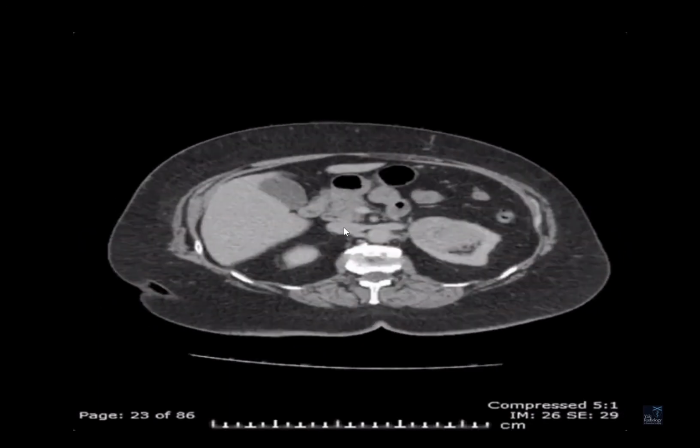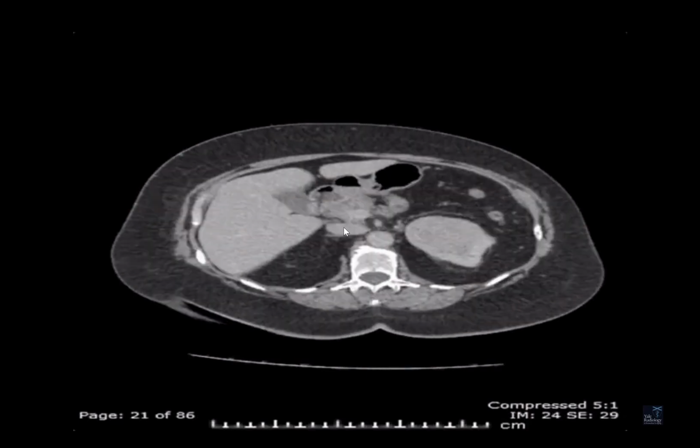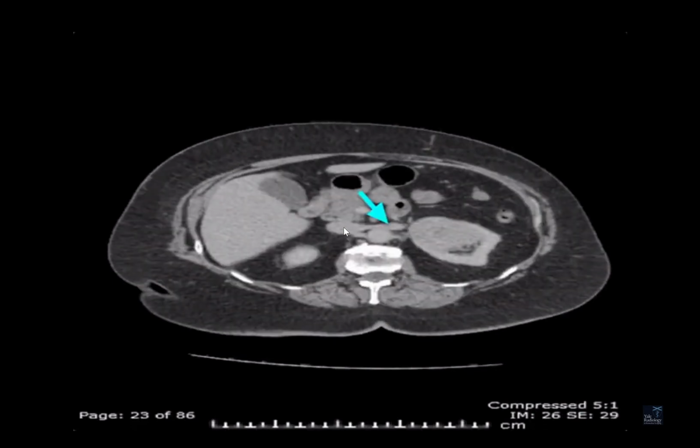On these images, we can observe some of the vasculature associated with the kidneys. On this image, this is the aorta, this is the IVC. As you scroll downwards, we can start to see the left renal vein, and notice how the left renal vein travels anterior to the abdominal aorta as it joins the IVC.